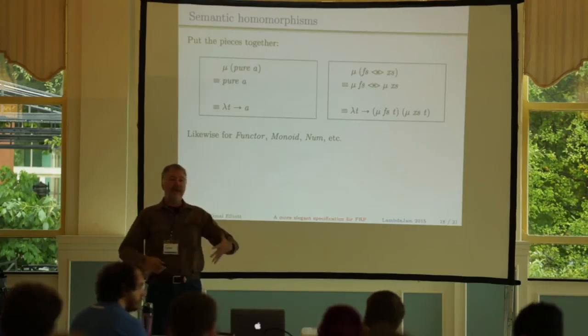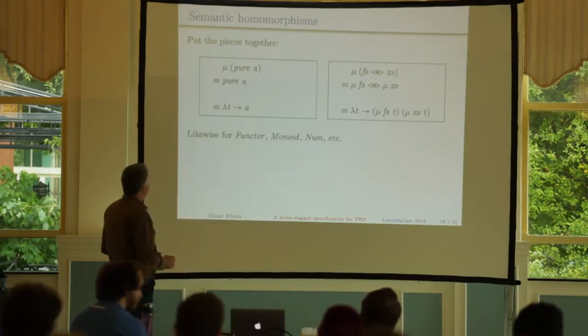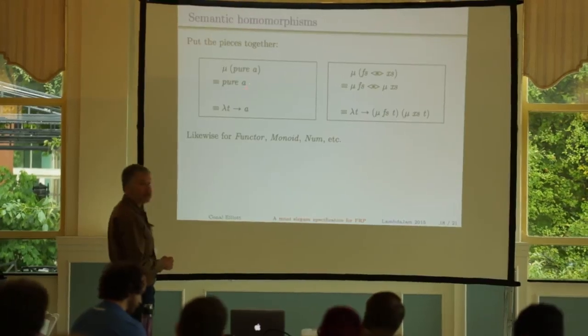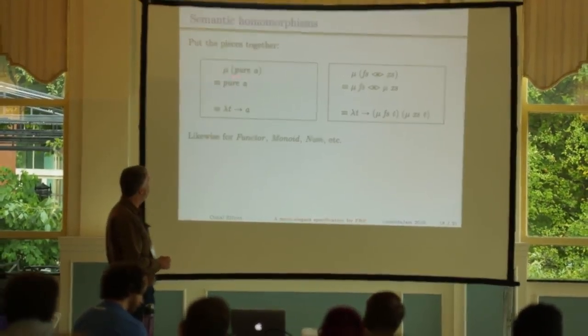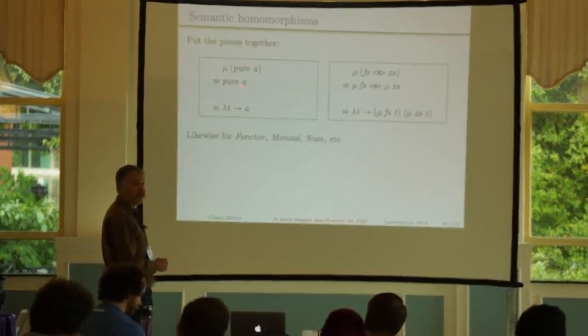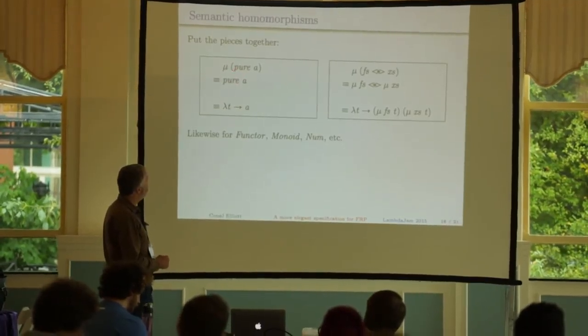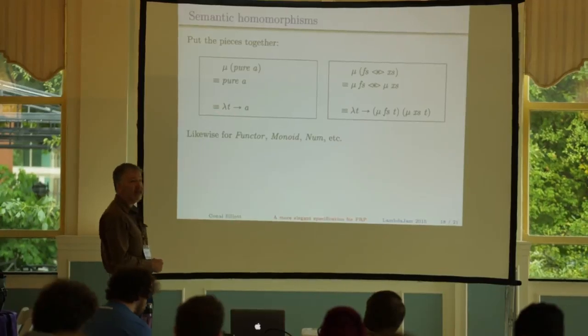So now we can put these two pieces together. So we know what we want. The meaning of pure is pure. That's the homomorphism property. And we know what pure is for functions. Okay? So this is behaviors, this is functions. And we know what this means for functions. It means lambda TA. So we've just deduced that the meaning of pure A has to be lambda TA.